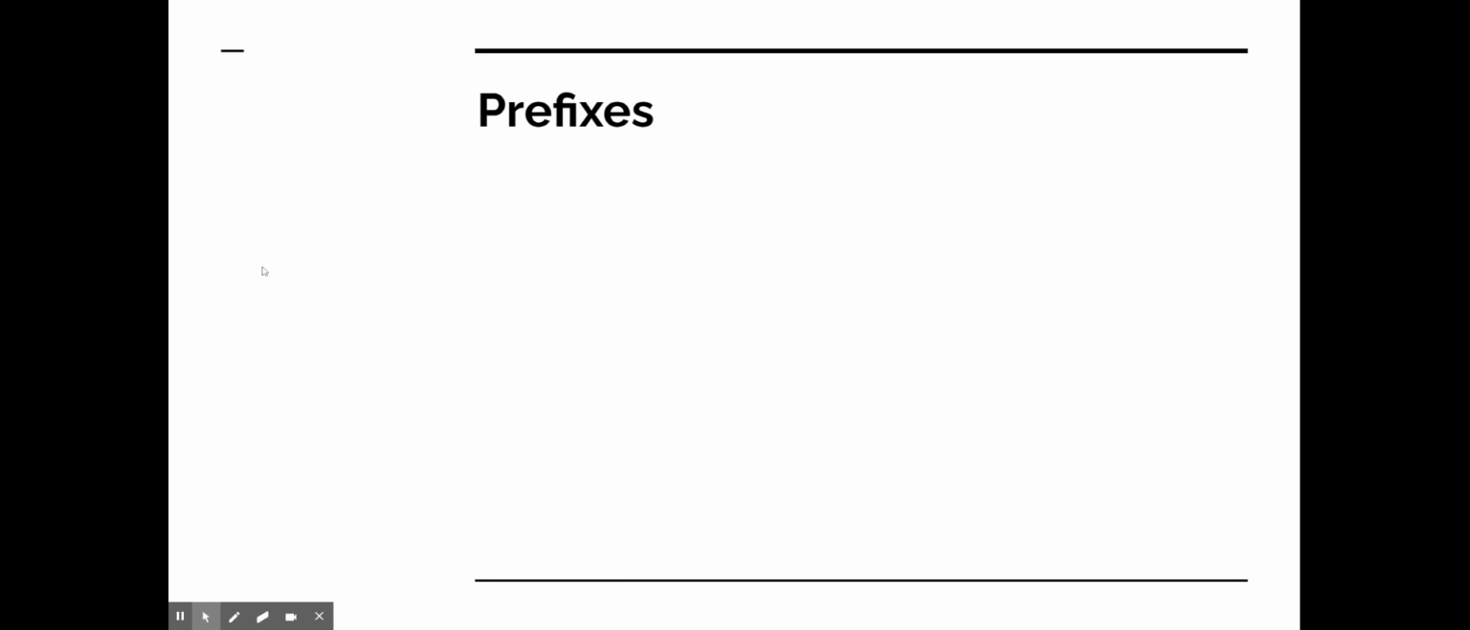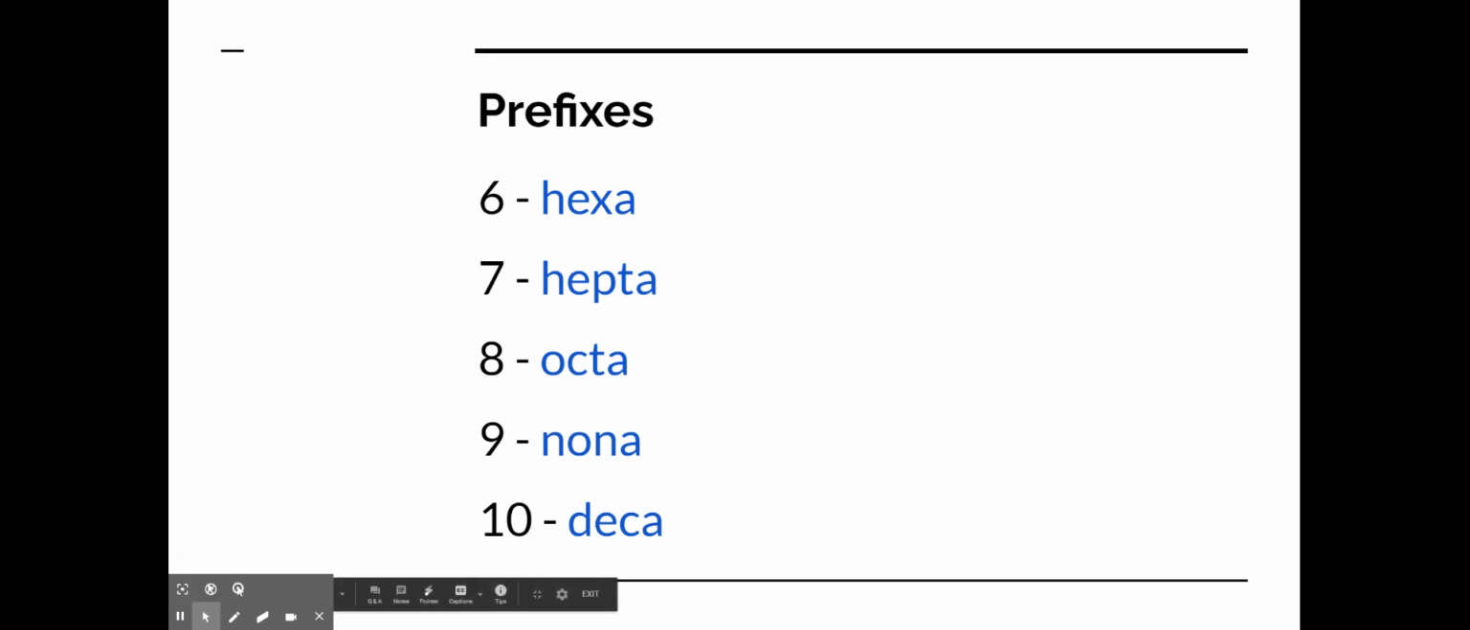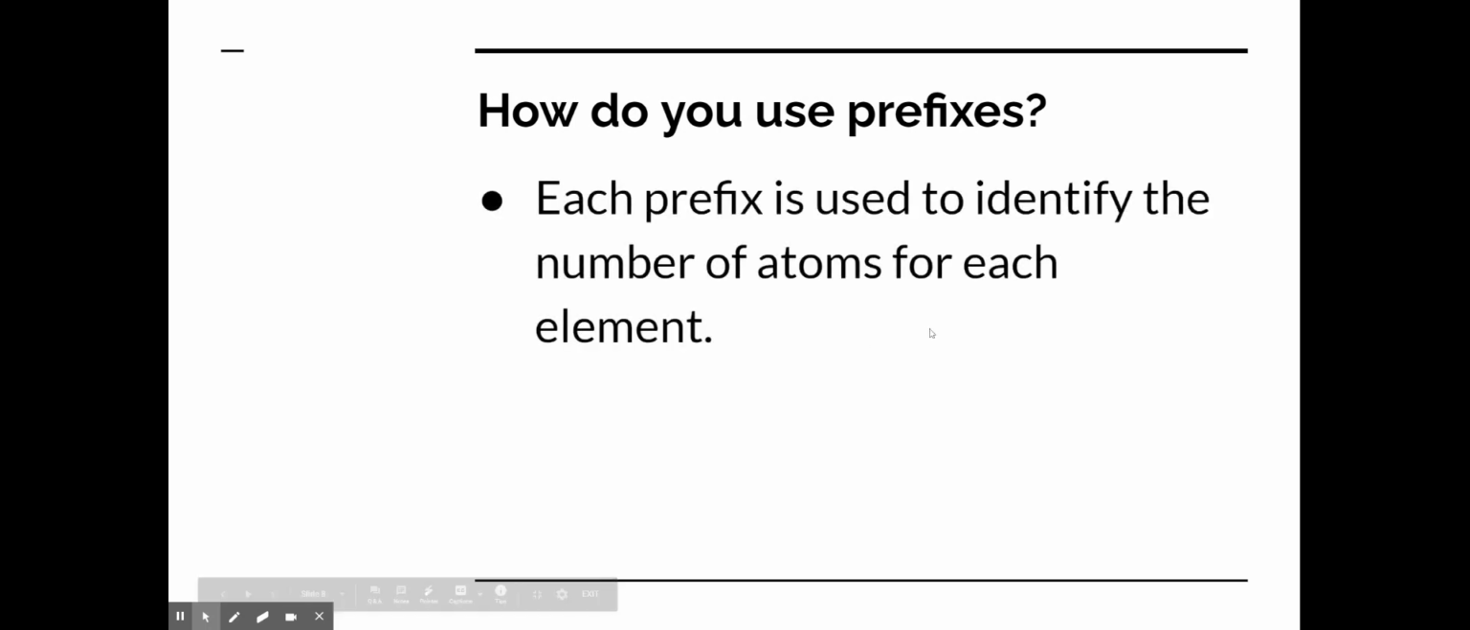Here's the rest of the list. 6 means hexa. 7 means hepta. 8 is octa. 9, nona. 10, deca. Write that down. All right, so now we're going to use these. Here we go. We use them to say how many of each atom that we're using.